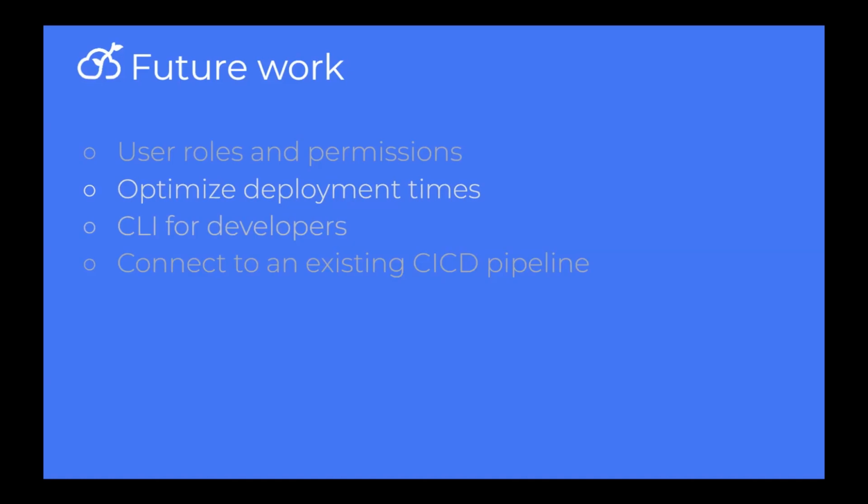We think we could improve the developer experience by creating a CLI for developers to manage and monitor deployments from a local console. And we'd like to allow users to connect Trellis to existing CI/CD pipelines in cases where their serverless application is just one part of a larger application.